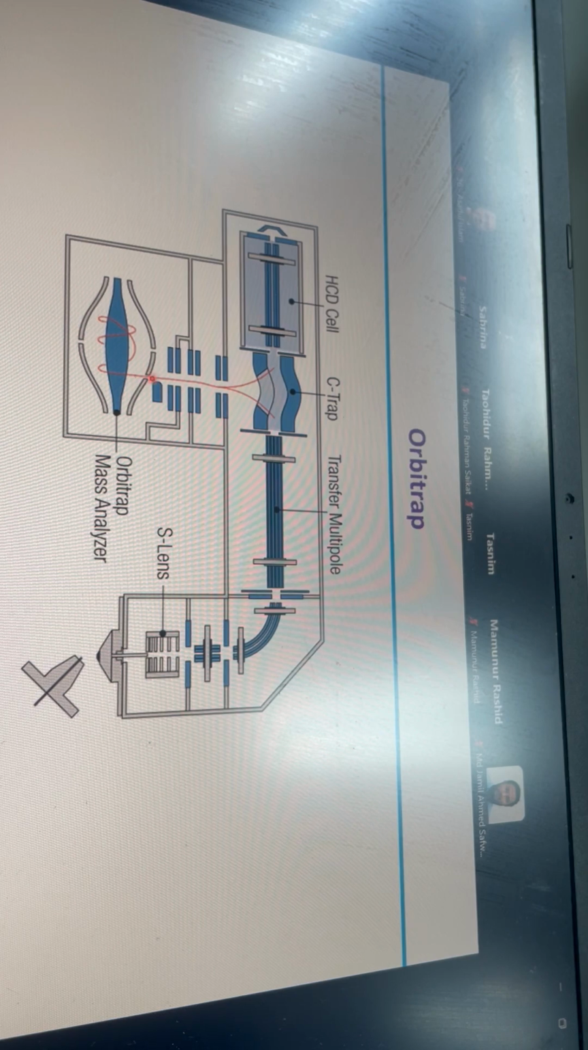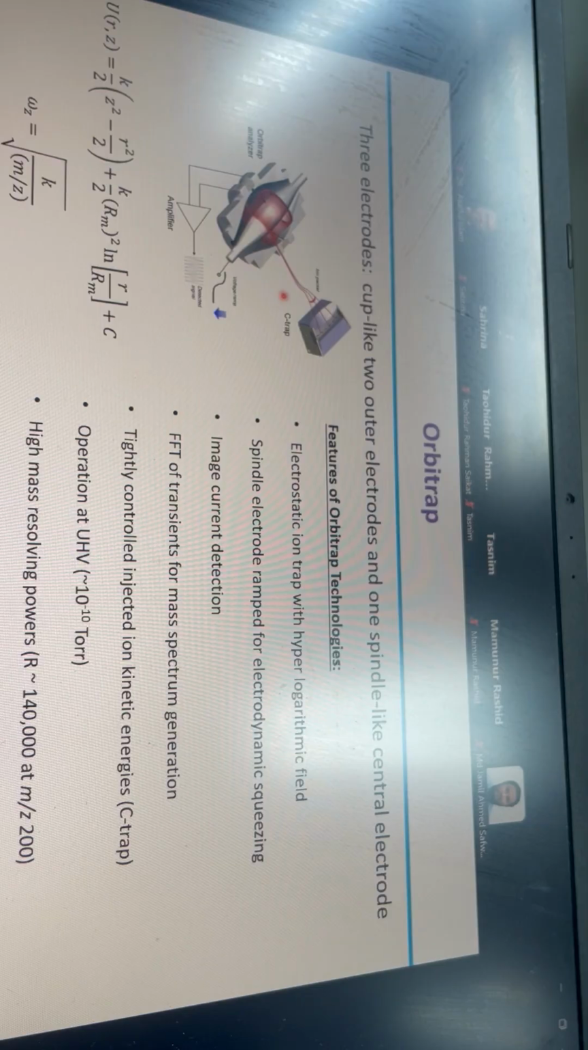Okay. So as I mentioned, you have the C-trap, and then you send all these ion packets around the middle electrode and rotate them, and then you eventually calculate the angular frequency. If you know the constant, then you can easily calculate the mass to charge ratio. Okay. You also have some image current detection technique.